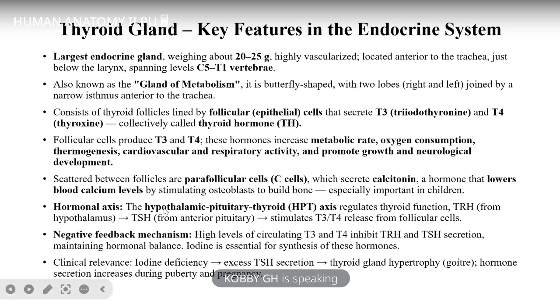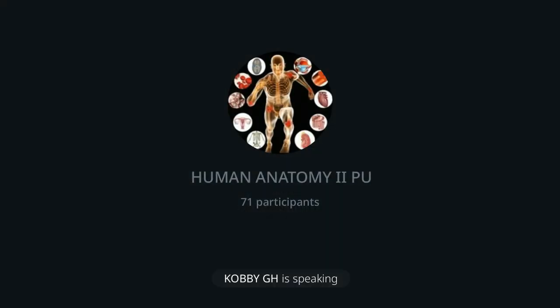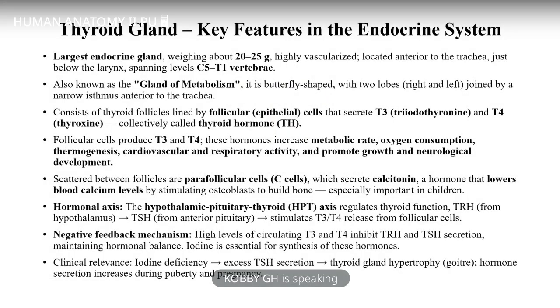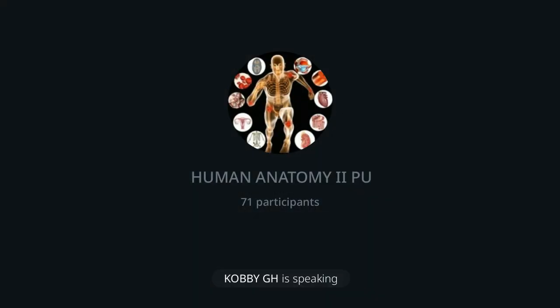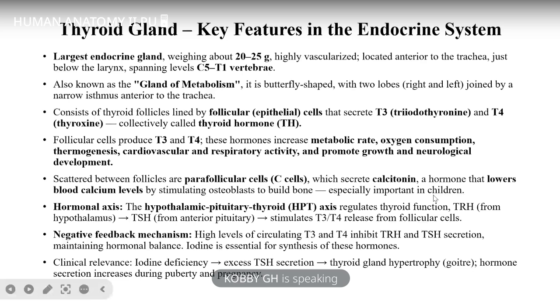How about the calcitonin? Calcitonin lowers blood calcium levels. But remember, in examining you on anatomy, I'm not going to ask you questions on the functions of the hormones. But at least because we are talking about it, you have to know. So in a situation where your blood calcium level is becoming high, calcitonin will be produced by the parafollicular cells or the C cells, and they lower your blood calcium levels.